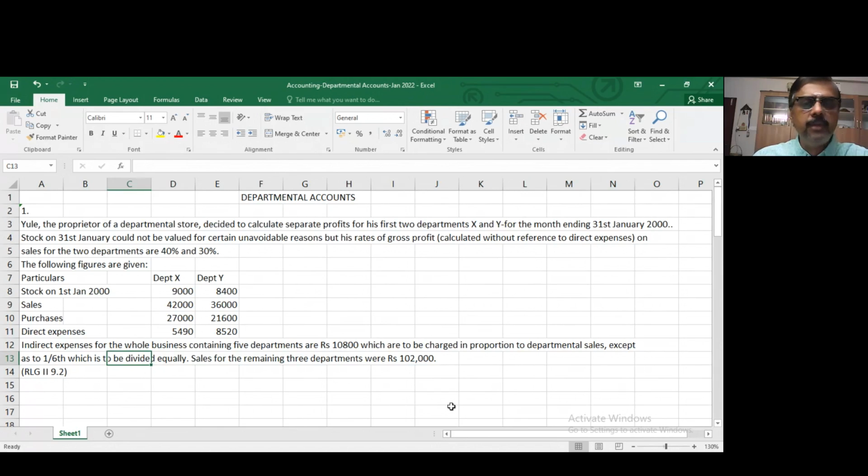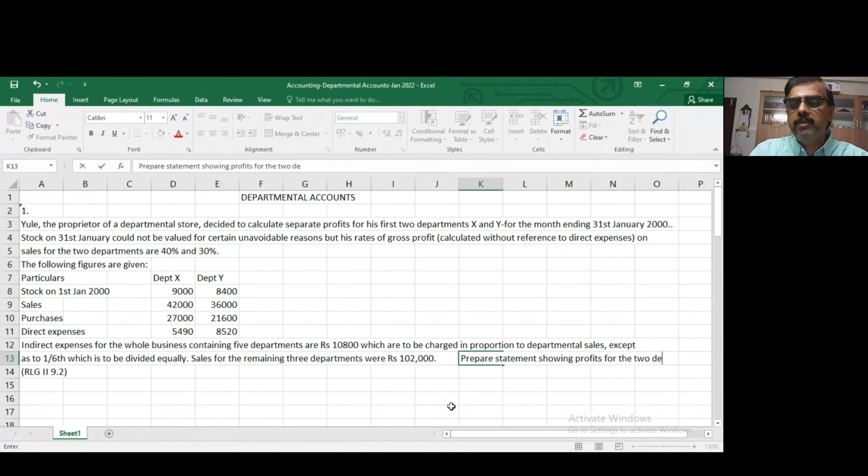So look at the question carefully. What are we supposed to do? We are supposed to prepare trading account and P&L account. So we'll mention: prepare trading and P&L account, or prepare statement showing profits for the two departments. This is the question, okay?